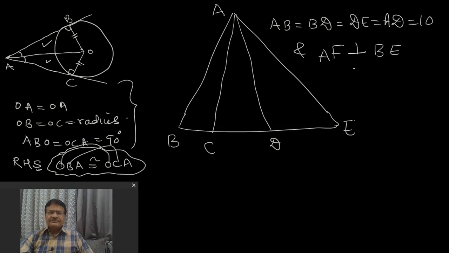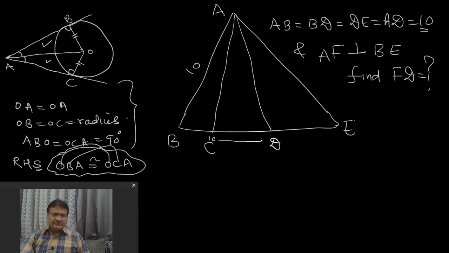Find FD. So what is the length of FD? This is my question. AB, BD, DE and AD, all these are 10. So AB is 10. Can I write 10 here? Then BD, this one is 10. This is complete. Then DE, that is also 10.